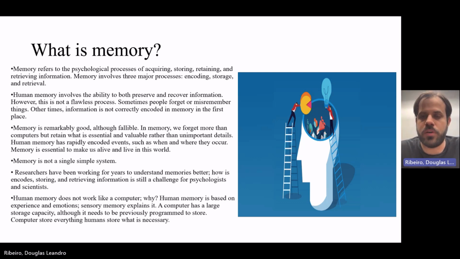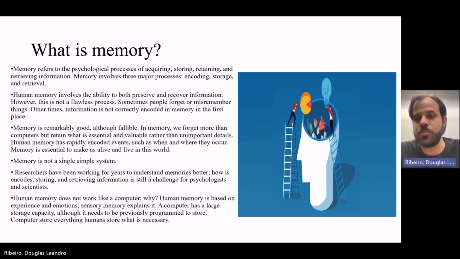This is an example of what happened during the experiment. The participant was not able to recognize two words in experiment number two. So this is an example of how memory works. Memory can be remarkably good, although fallible. In memory, we forget more than computers, but retain what is essential for life, valuable rather than unimportant details.